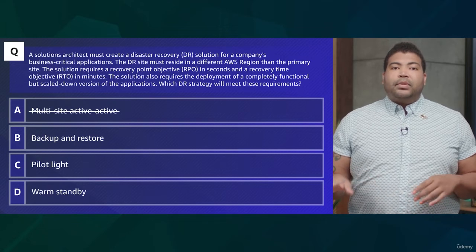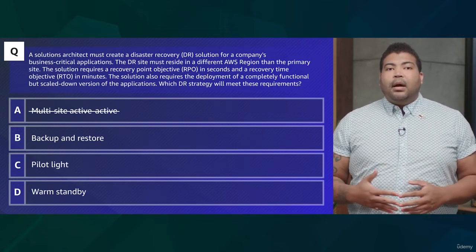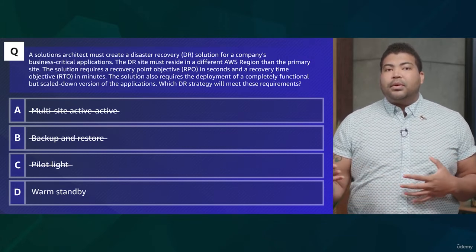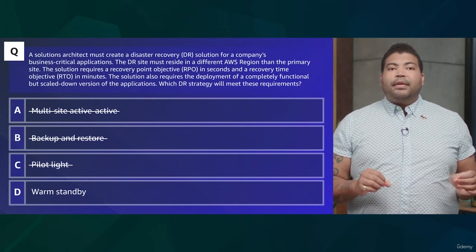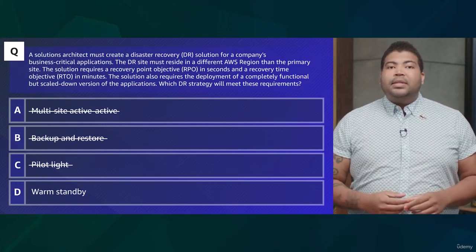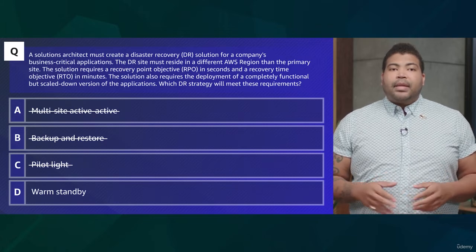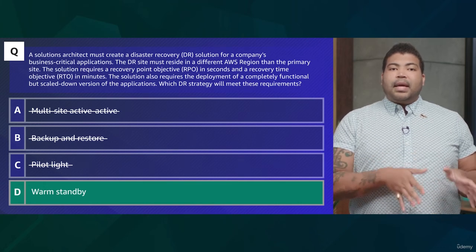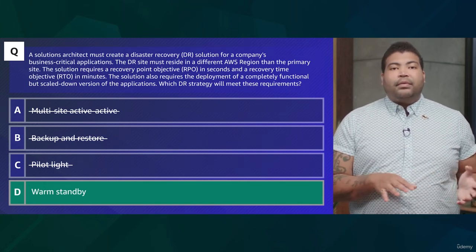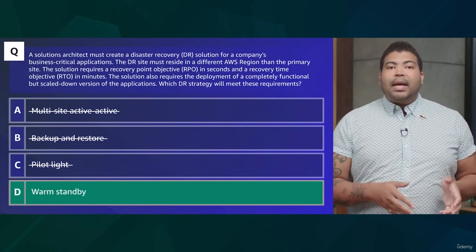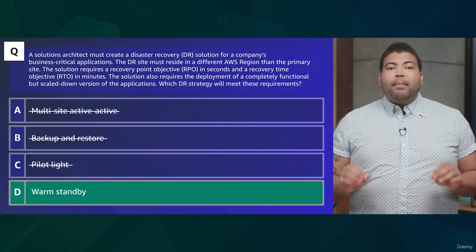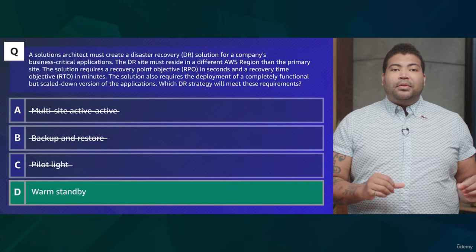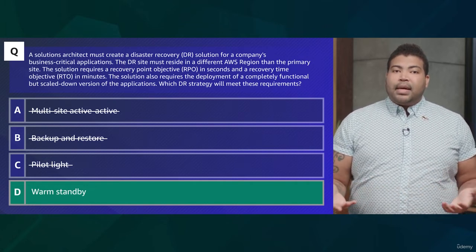Response B, backup and restore, and C, pilot light, are incorrect because while there's a possibility that one of them could meet the RPO and RTO requirements, neither of them involve a fully functional DR site with a scaled down version of the applications. That leaves us with D, the warm standby strategy. Similar to response A, this meets the requirements for being in a different region and can meet the recovery time and recovery point objectives. What makes it correct is that by design, it involves deploying a completely functional but scaled down version of the primary site.